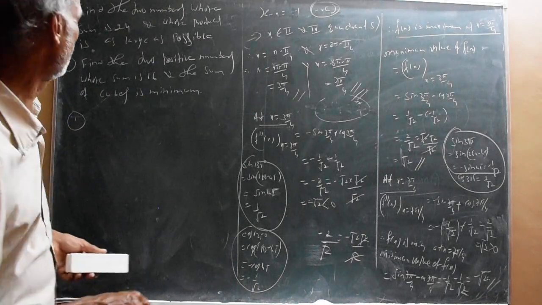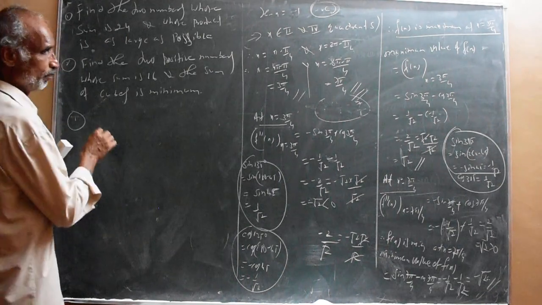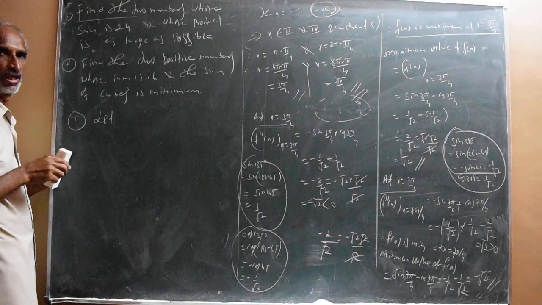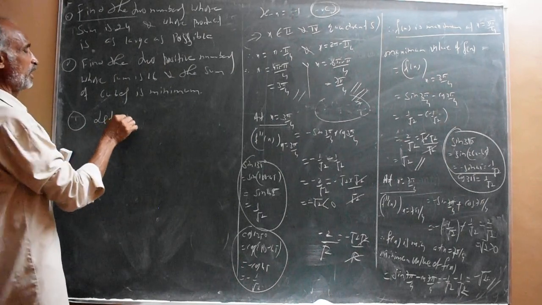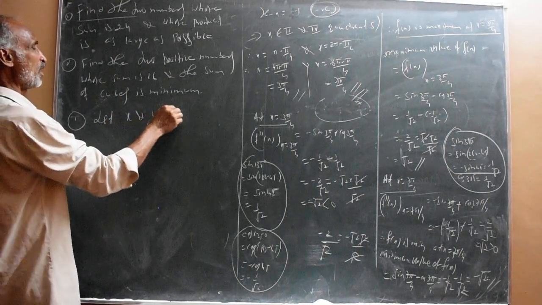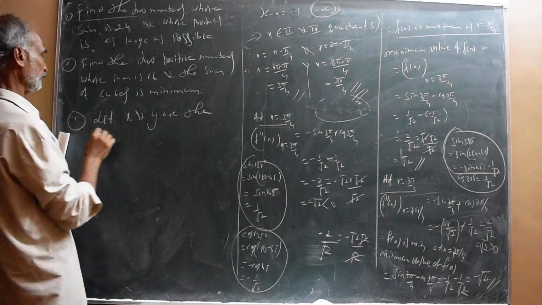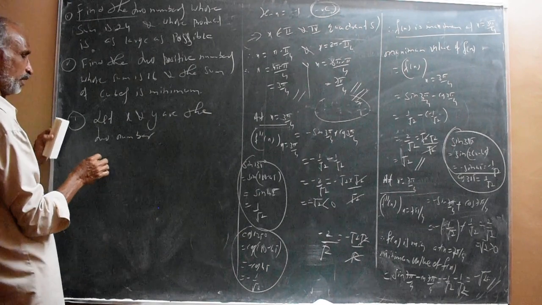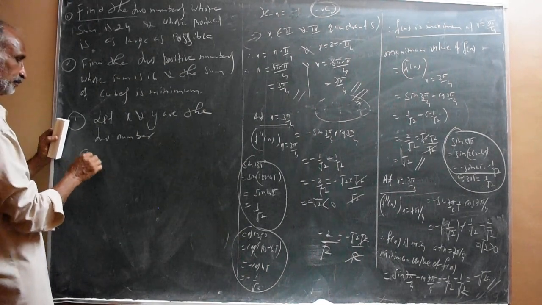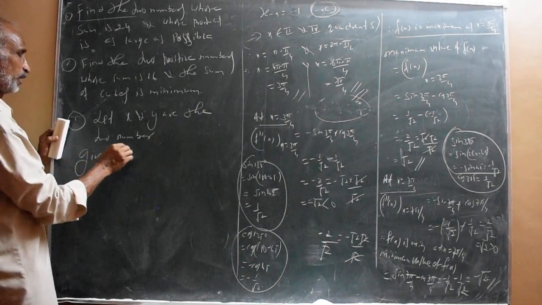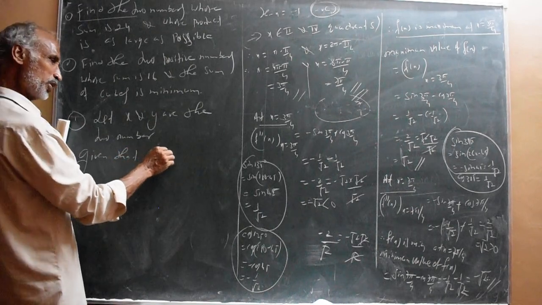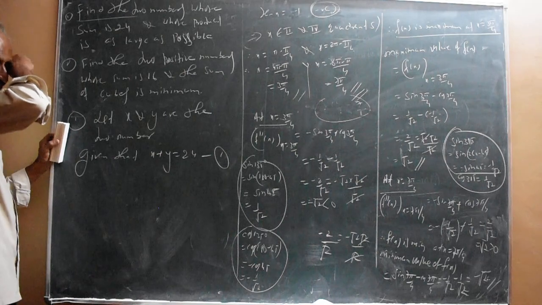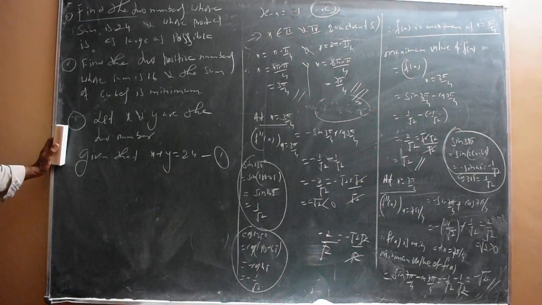Large means maximum. Okay. Let x and y be the two numbers. Given that x plus y is equal to 24. Call it equation 1. For the time being, leave it as it is.